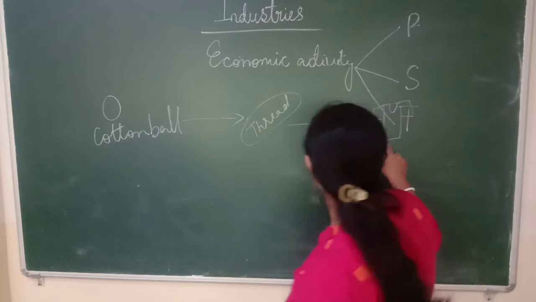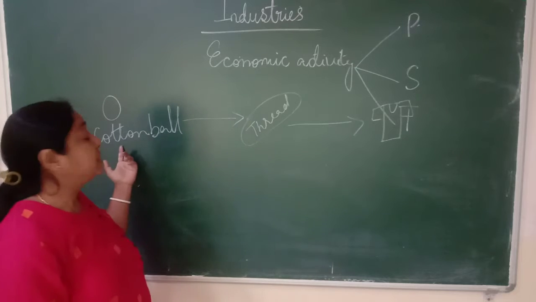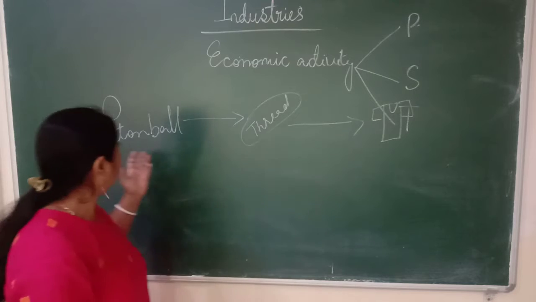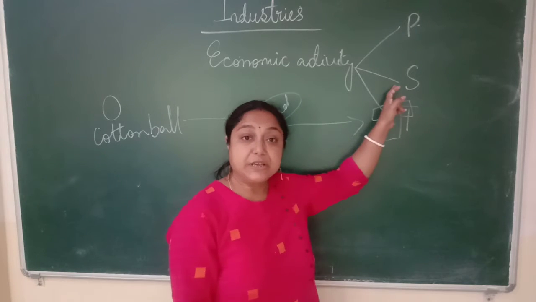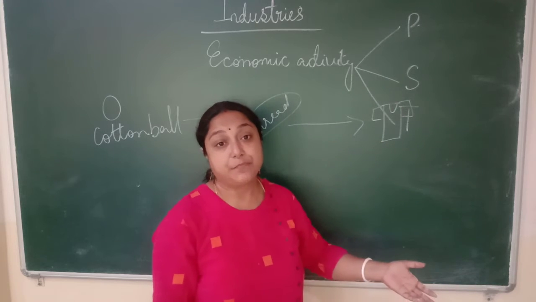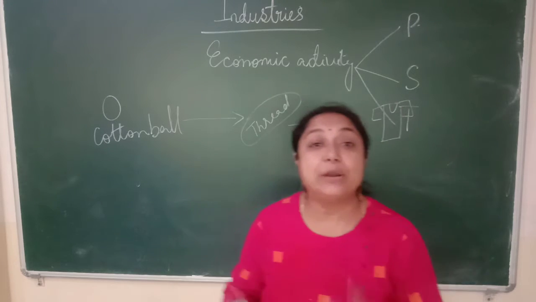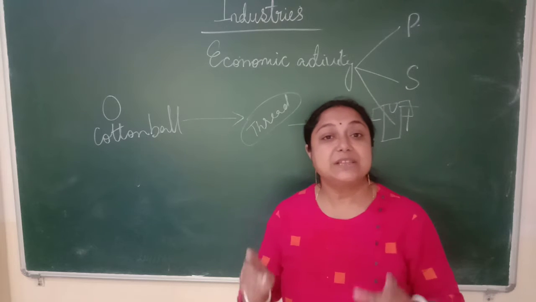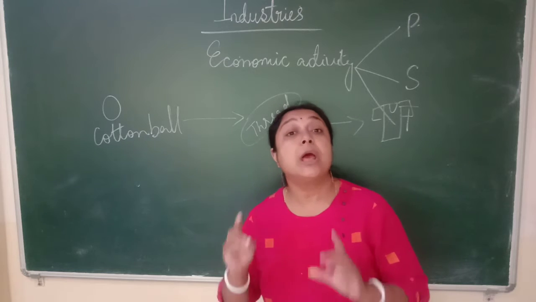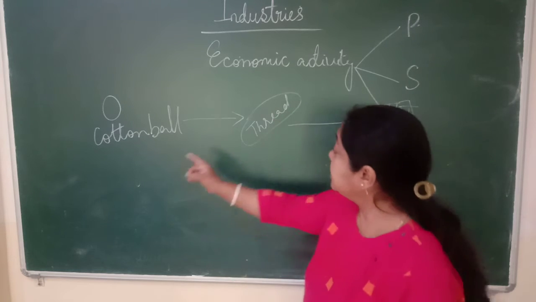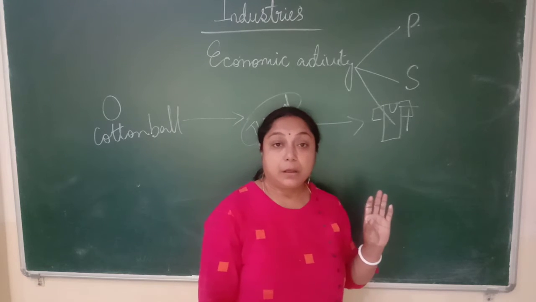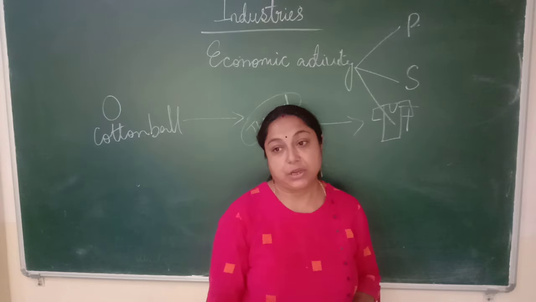So this shirt is more important than this cotton ball. This shirt has more value than the cotton. So what do the secondary activities do? Secondary activity changes the raw materials into a more valuable product. That is the most important thing we should know in secondary activities or manufacturing. So this is the example, and by this example you can define the word manufacturing.